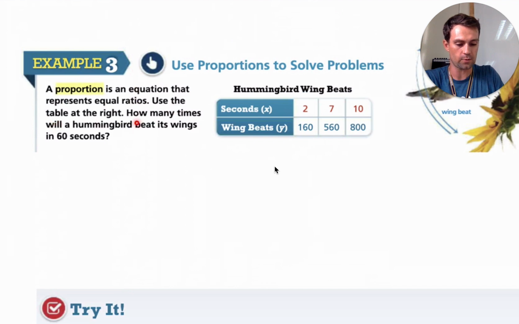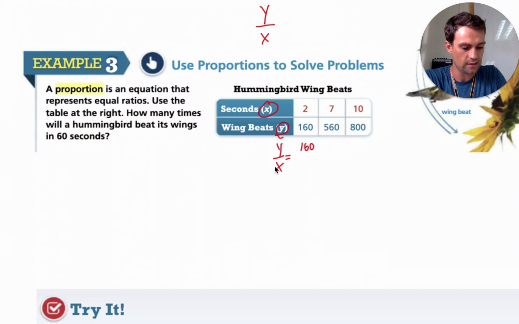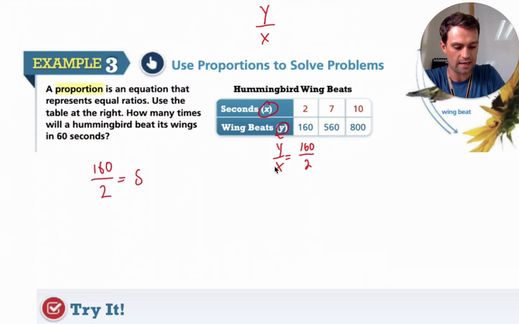Use the table at the right. How many times will the hummingbird beat its wings in 60 seconds? So now they give us x and y. And for proportions, we will always take y over x. Okay? So for this one, y over x is equal to 160 over 2. So actually what I'm going to do is write it over here. 160 over 2 is equal to 80.